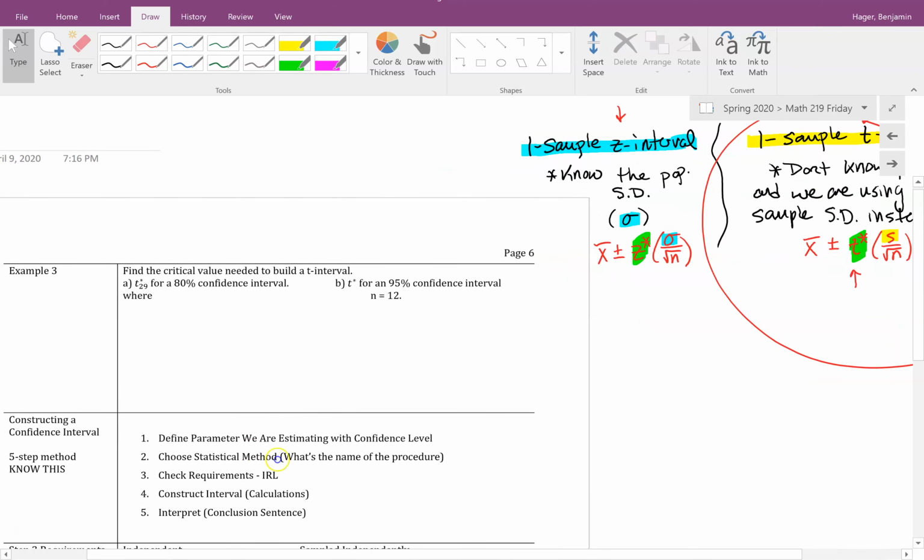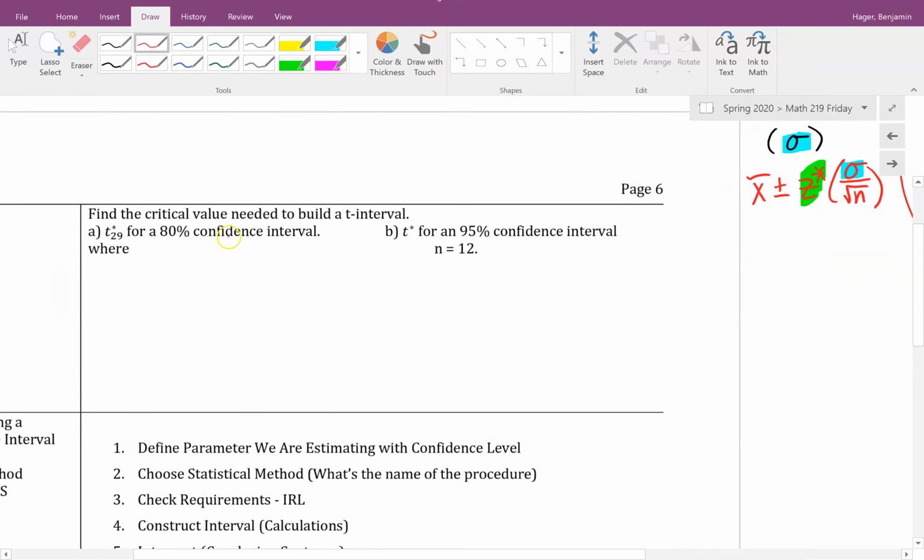All right. So they're just saying find the critical value that you would need to use, the t star value, if you were trying to create an 80% confidence interval, okay, and your t critical value has 29 degrees of freedom. Now, if you remember, the degrees of freedom is always one less than your sample size. So another way they could have said this is that your sample size is 30, because one less than that would be 29, all right?